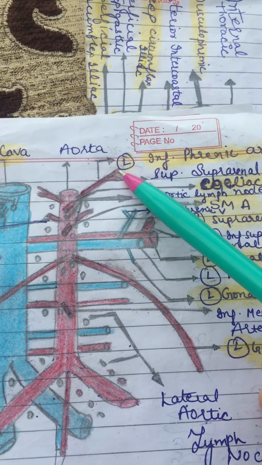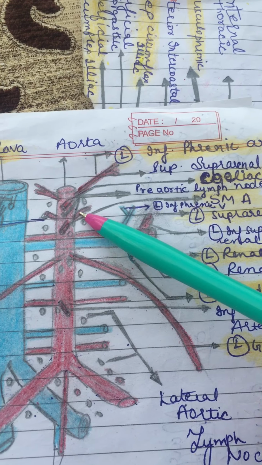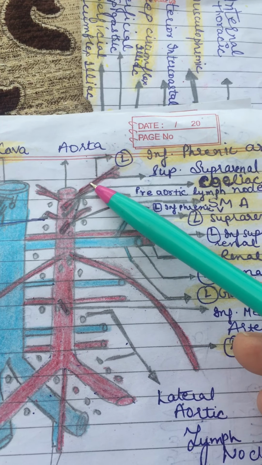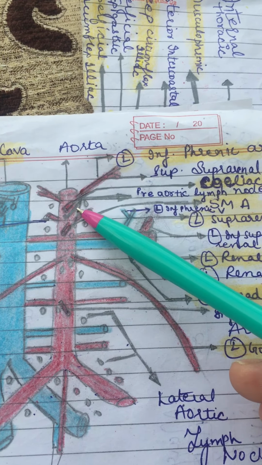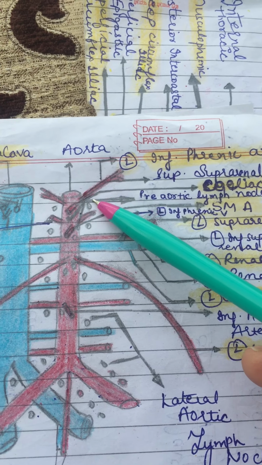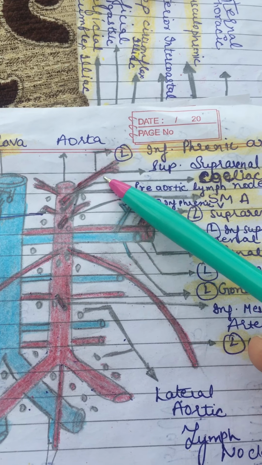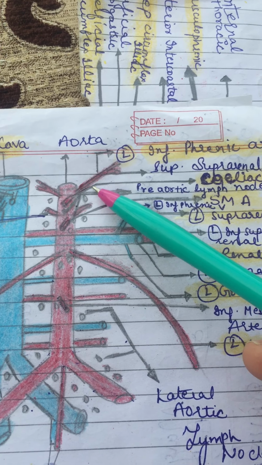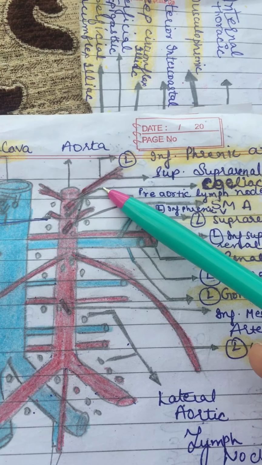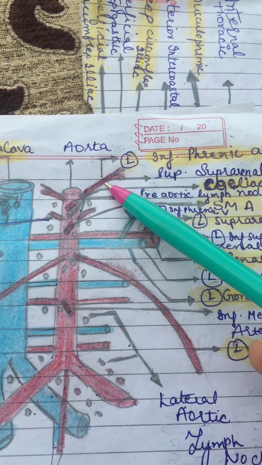Let's start with the inferior phrenic artery in detail. Inferior phrenic artery arises from the aorta just above the celiac trunk. Each artery runs upwards and laterally on the corresponding crus of the diaphragm, medial to the suprarenal gland. Then each artery gives off 2 to 3 suprarenal arteries and is distributed to the diaphragm.